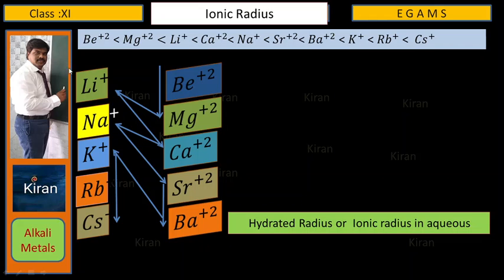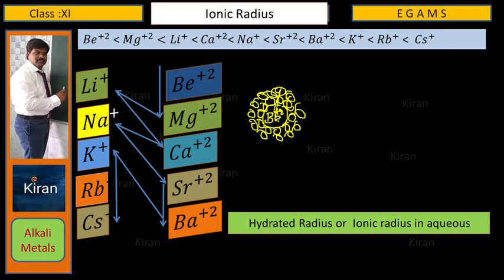Smaller atom means what here? Beryllium. Beryllium has high hydration energy. Why? I am going to show you. Beryllium is a smaller atom, right? Its ionic radius is small. This beryllium ion, due to the smaller atomic radius, has high nuclear attraction force. Because of that, it attracts more water molecules. It holds more water molecules.